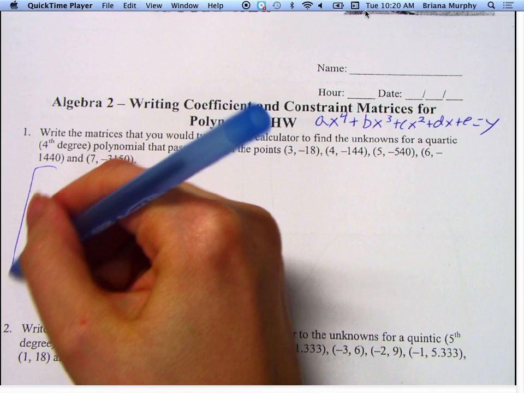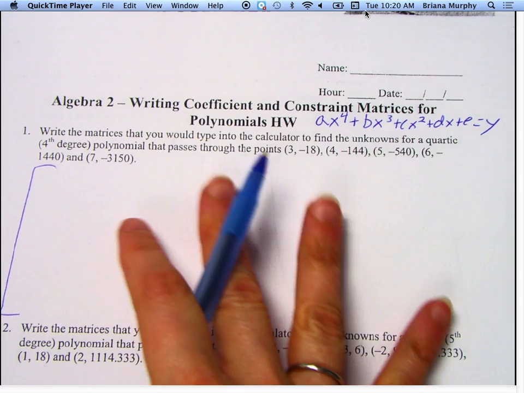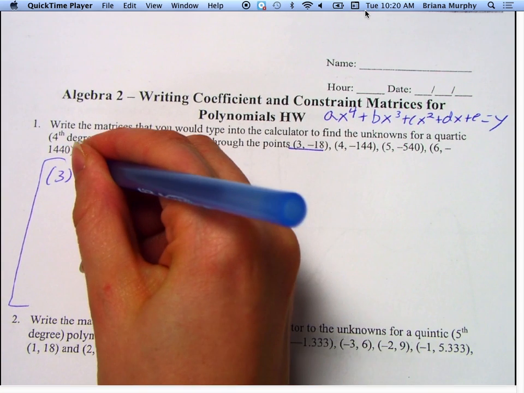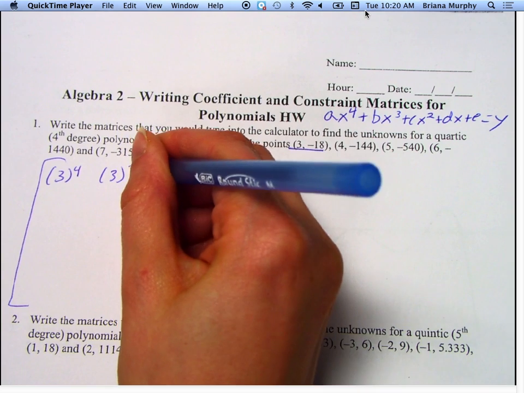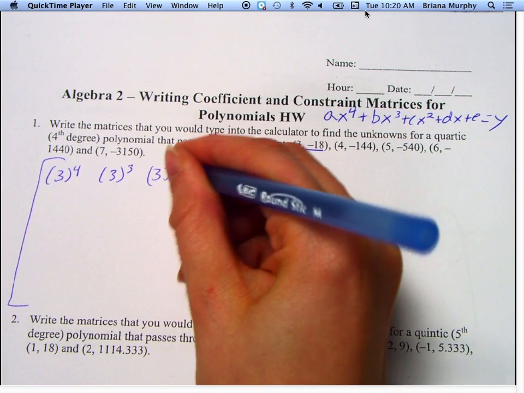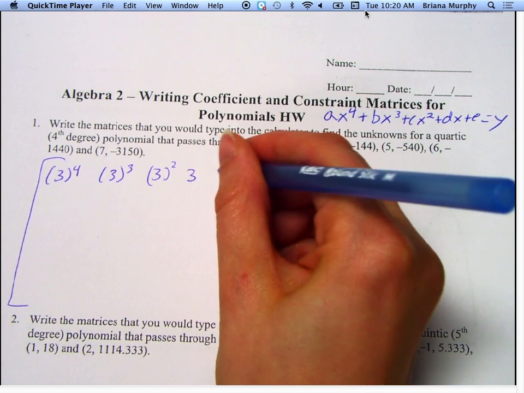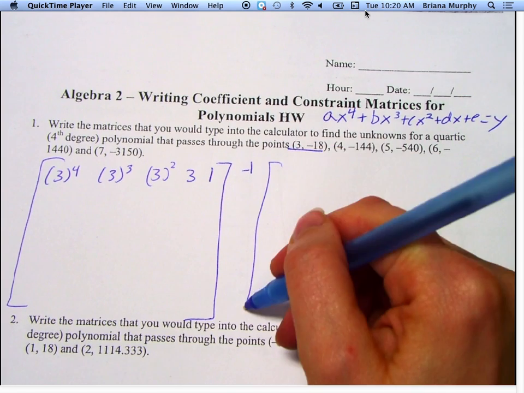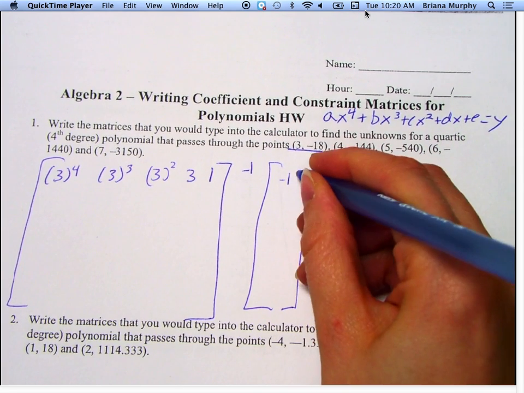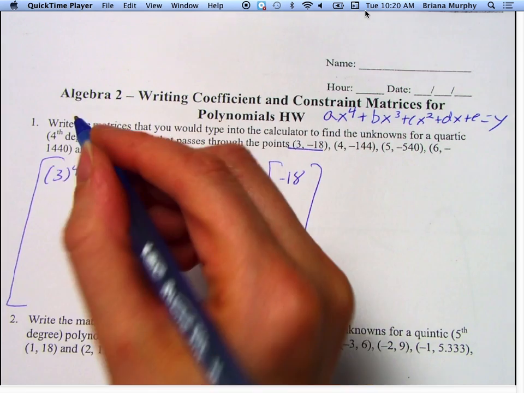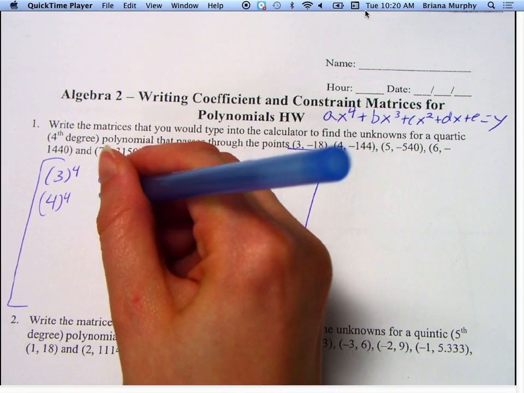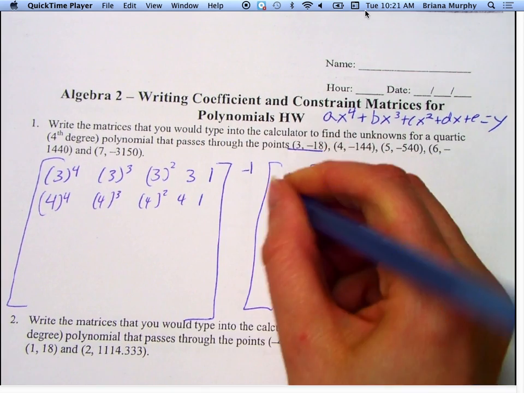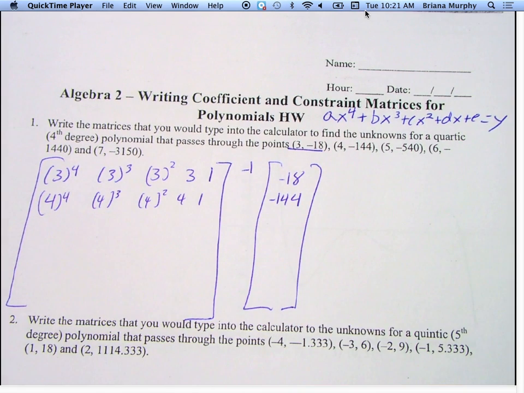Okay? So I have it right here. My first column is going to be everything to the 4th, so I'm going to use this first point: 3 to the 4th, 3 cubed, 3 squared, 3, and 1. To the negative 1, and then my answer is negative 18. Okay? Then I'm going to go 4 to the 4th, 4 to the 3rd, 4 squared, 4 and 1, negative 144 in my constraint matrices.